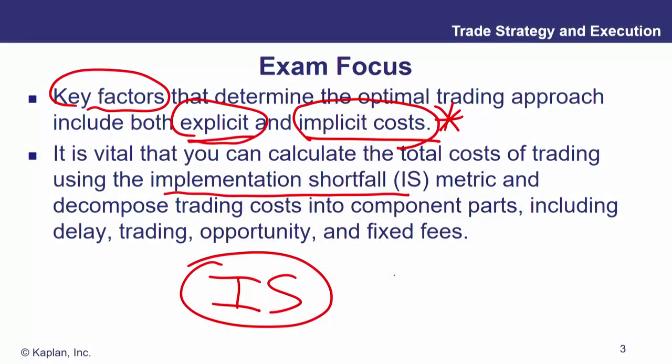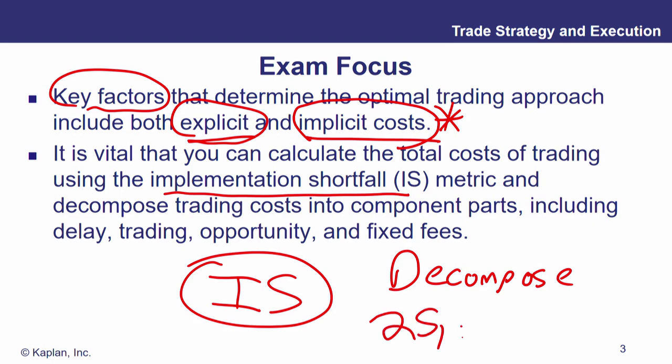You are going to have to understand implementation shortfall, and you're going to have to decompose that implementation shortfall. Let's say your implementation shortfall was $25,000. It's really easy to calculate that. We'll show you how to do it. But now you're going to have to decompose it into its 4 components, and we need to figure out where we are falling down or where we are doing well. So again, implementation shortfall is heavily tested.